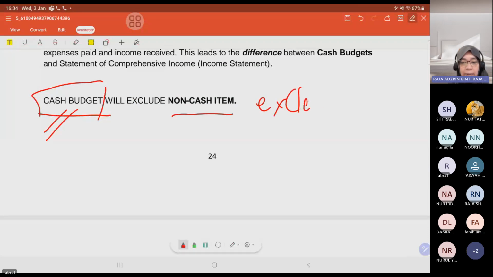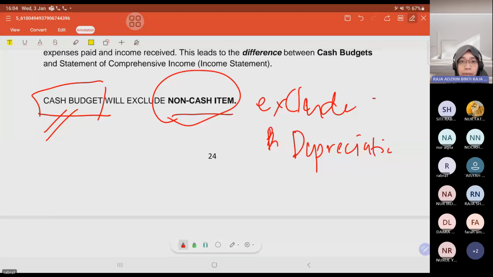What is an example of a non-cash item? Let's say you provide depreciation. When you provide depreciation, are you paying any money? Are you giving away any money or any cash? When you provide depreciation for a certain asset, are you going to pay any money?